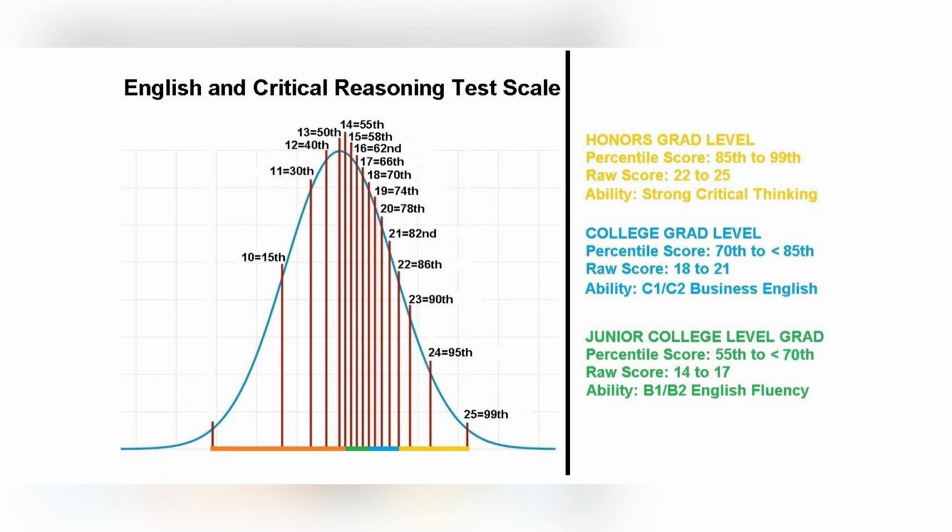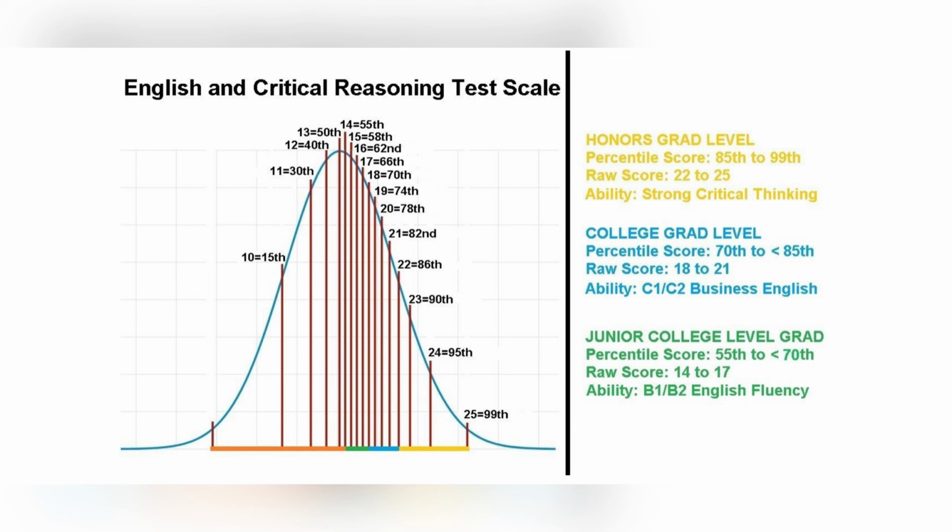Those who score within the 70th to 85th percentile, it's basically the equivalent of a college graduate in the United States or the United Kingdom or any English-speaking country. So it's a very good level of English fluency, and you should be able to handle a variety of tasks where you would need to use business level English, and this is synonymous with C1 or C2 level English.